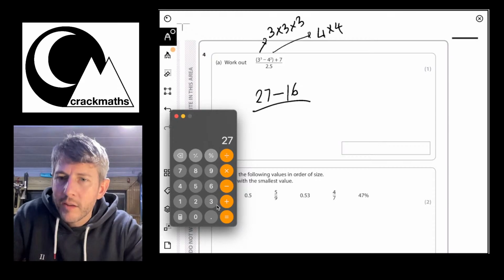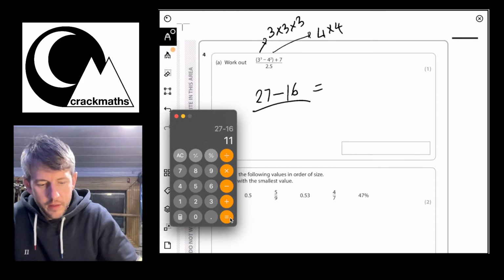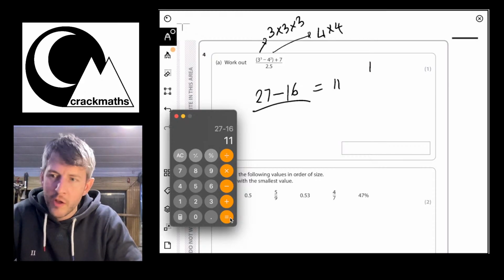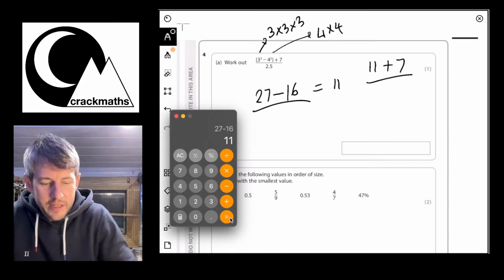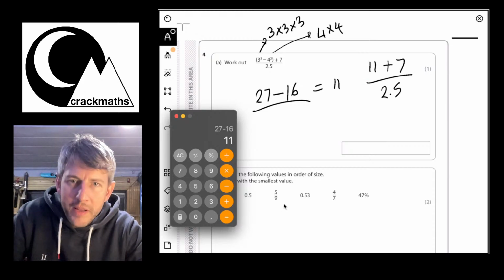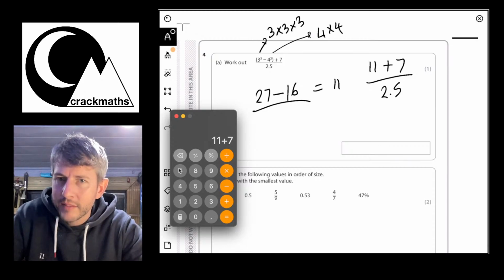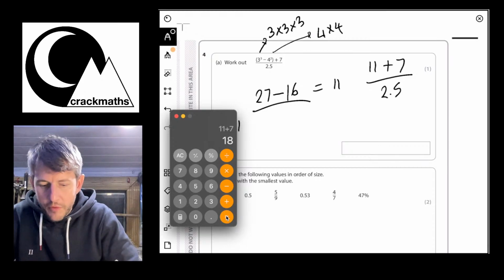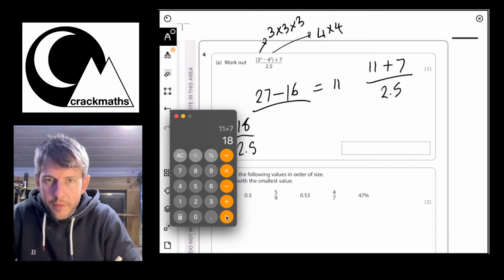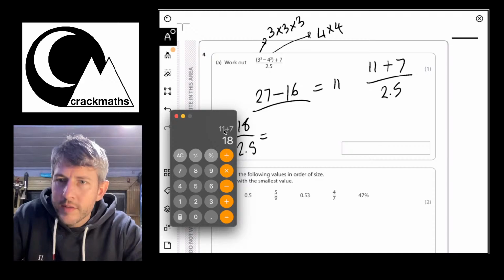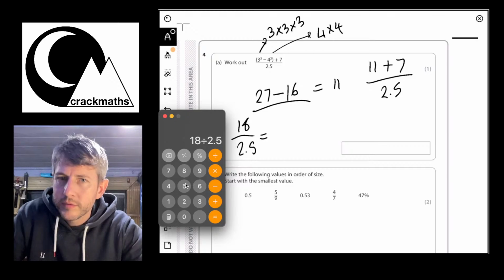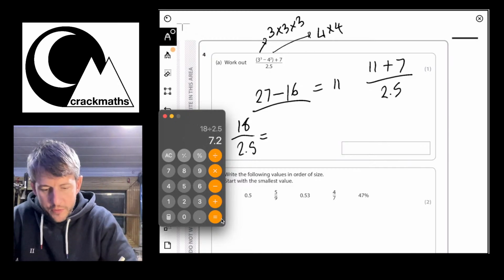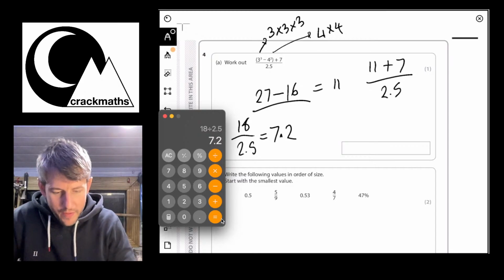27 take away 16, and that equals 11. So the top of the fraction now becomes 11 plus 7, and then we're going to divide that by 2.5. So 11 plus 7, if I add the 7 to that, gets me 18. So we've got 18 here, all divided by 2.5. So 18 divided by 2.5 will equal 7.2. Okay, so there we go. There is our answer.